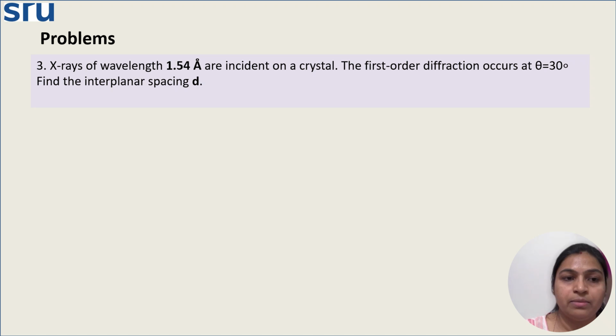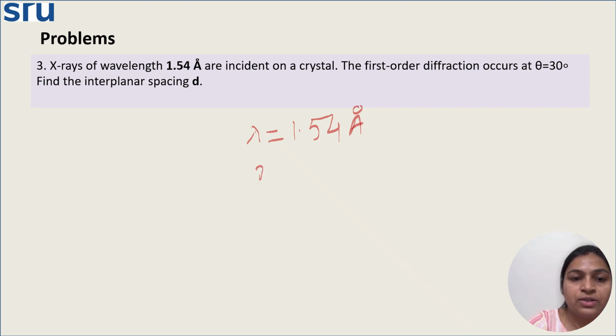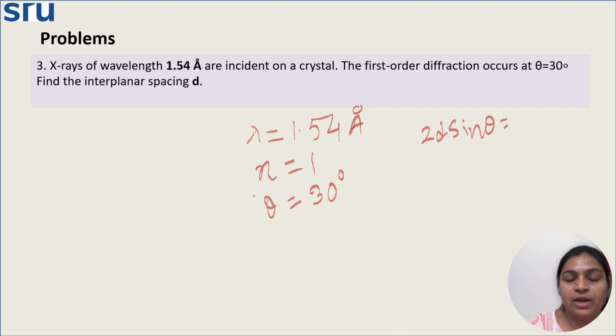The wavelength lambda is given here, that is lambda equal to 1.54 angstrom. Then it is given the first order diffraction. You know for the first order diffraction, the n value is equal to 1. And theta is given here, theta is equal to 30 degrees. We are already familiar with Bragg's formula, that is 2d sin theta equals n lambda.